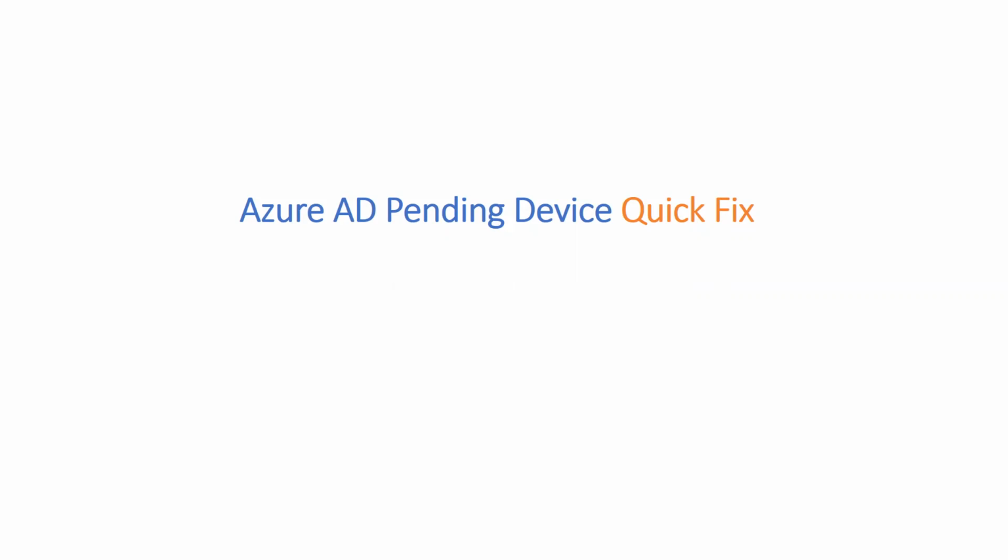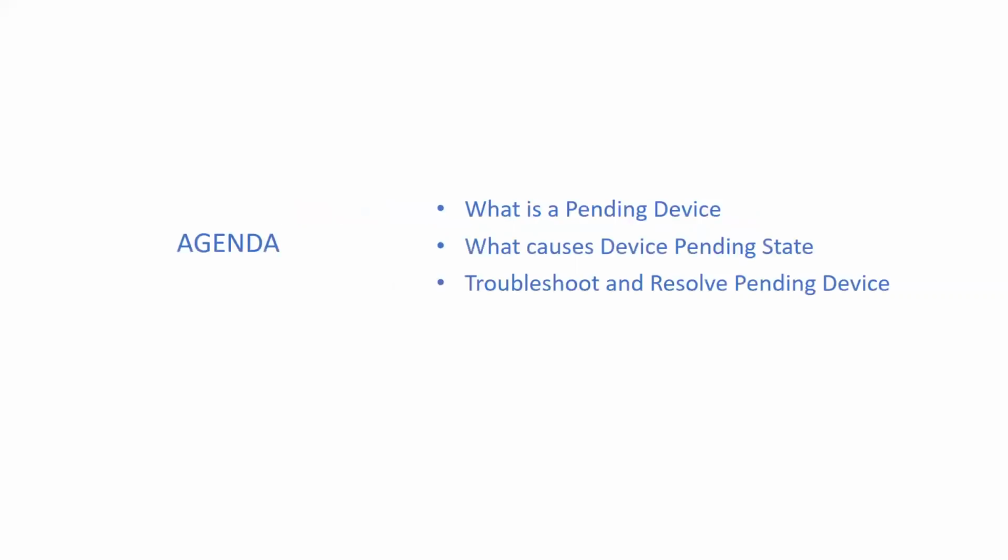Now, if we jump right into our agenda for today, we have 3 points we will be looking at. Number one, what is a pending device? What causes device pending state? And how to troubleshoot and resolve pending devices in Azure AD?